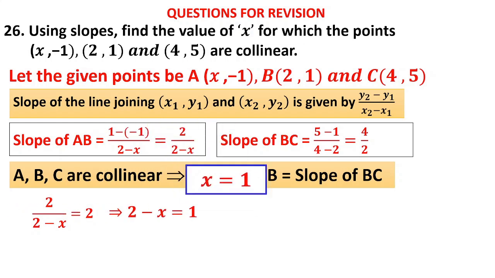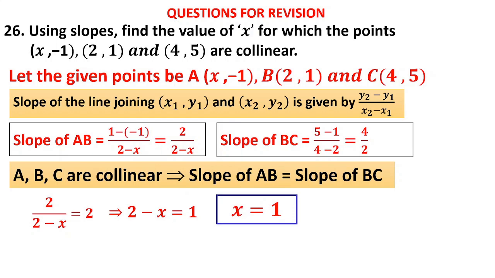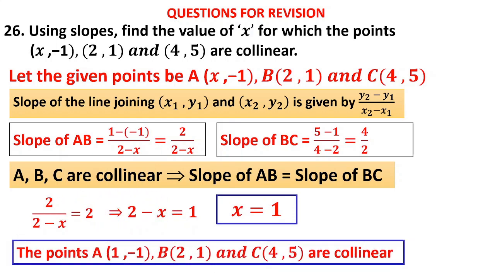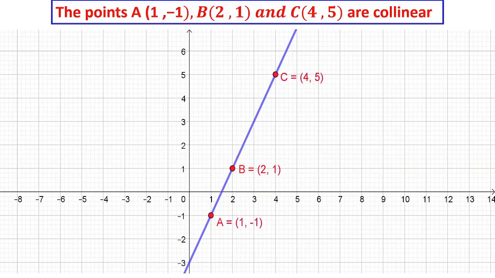When I solve it, I will get x is equal to 1, which means the points (1, minus 1), (2, 1) and (4, 5) are collinear. Can we check it on the graph sheet? Well, you are seeing here (1, minus 1), (2, 1) and (4, 5) are lying on the same line. They are collinear. Therefore, the value of x is equal to 1.